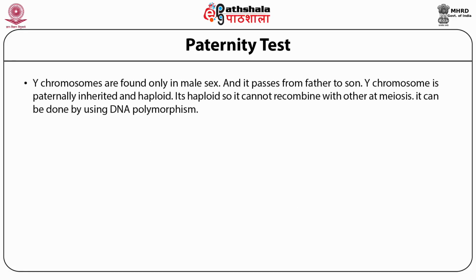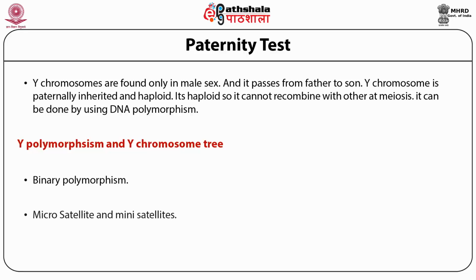Y chromosomes are found only in the male sex and pass from father to son. Y chromosome is paternally inherited and haploid. It's haploid, so it cannot recombine with another chromosome at the meiosis phase. It can be analyzed by using DNA polymorphism. Y polymorphism and the Y chromosome tree consist of binary polymorphism, microsatellite and minisatellite, and haplotypic diversity.